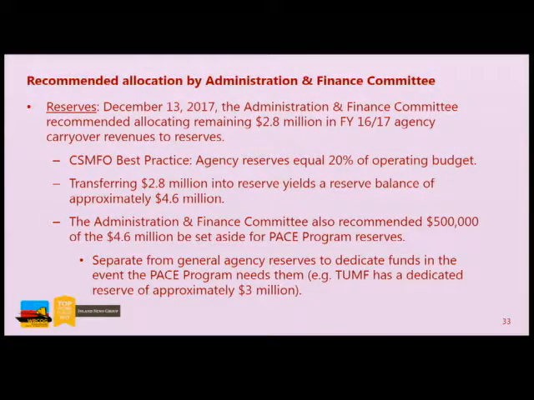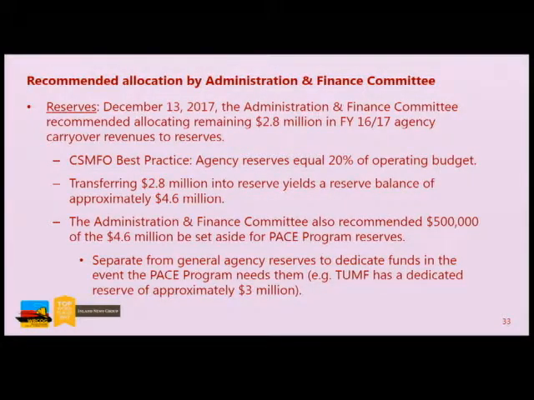To get to the point of today's item, which is the remaining $2.8 million in fiscal year 16-17 agency carryover revenues. We had this discussion several times at our Administration and Finance Committee already. There were a bunch of different options laid out on the table in terms of new projects to fund, leaving money in a project fund. However, the overwhelming consensus of our Administration and Finance Committee members, as well as discussions from our Technical Advisory Committee, is to continue our agency's practice of building our reserves.